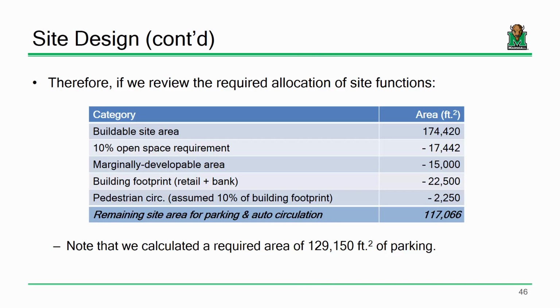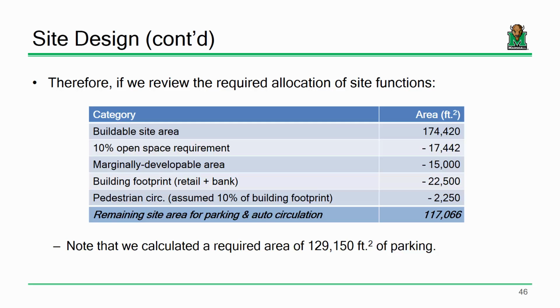We've also got open space requirements to consider, and we've got pedestrian access to consider. Okay? So if I go back to way back at the very beginning, this was my buildable site area on the site. And I say, well, 10% of that has got to be open space. So let's take 10% off that. Okay? Let's take off that 15,000 square foot marginally developable area.